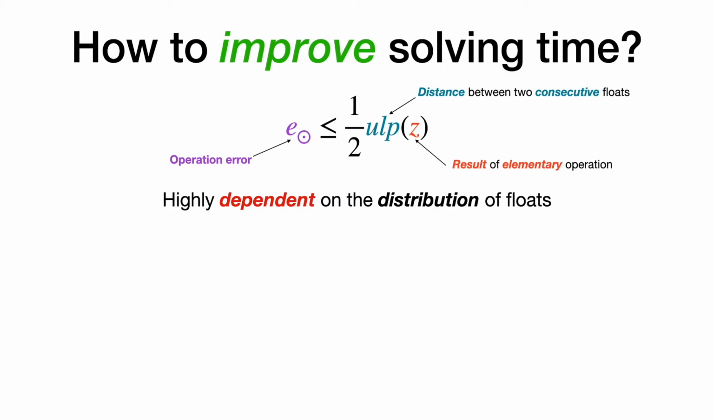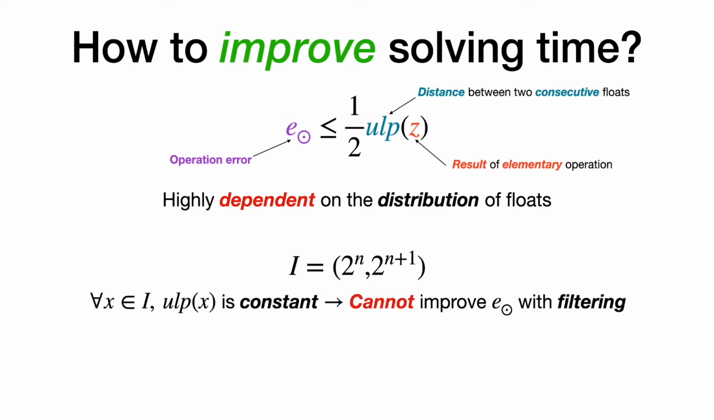Now, let me use an example to show you how we improve solving time. If we consider the open interval I going from 2 power n to 2 power n plus 1, we know that for any floating point number inside the interval, its ULP is constant. This is true because for any two consecutive floats inside the interval, the distance between them is always the same. Thus, we cannot improve our operation error bound with filtering only, and may even need to enumerate values inside this interval to reduce it. From this, we can state a new criterion to stop our solver.